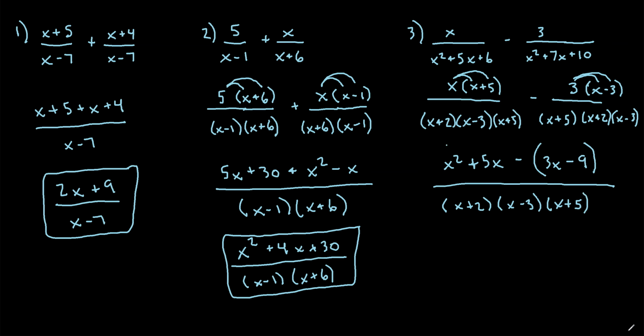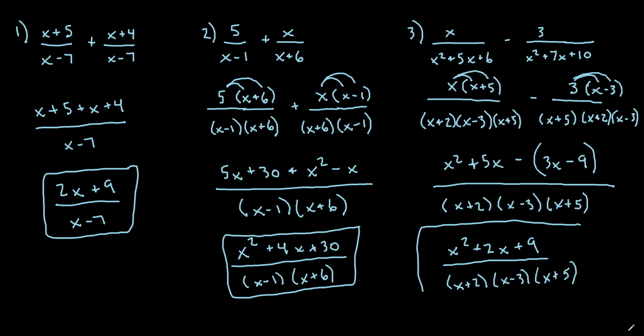Okay, so up top, let's simplify. We have x squared plus 5x minus 3x. So that will be just plus 2x. And we have a minus a negative 9. So that would be a positive 9. So we'll say plus 9. And that is all written over x plus 2 times x minus 3 times x plus 5. And that is our final answer.